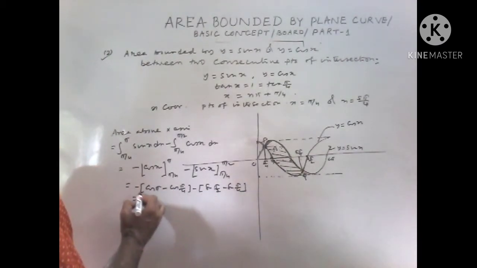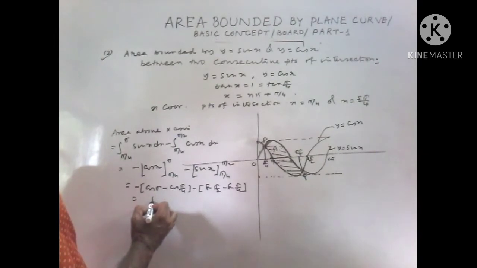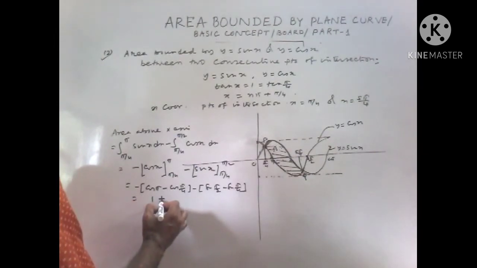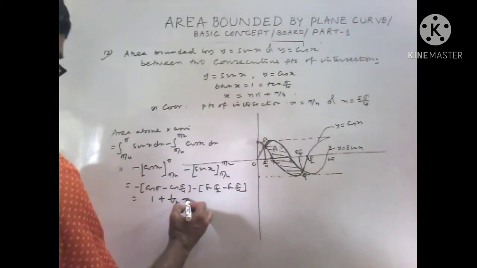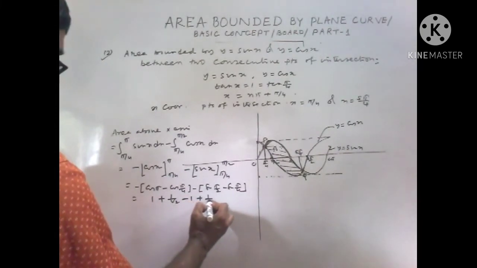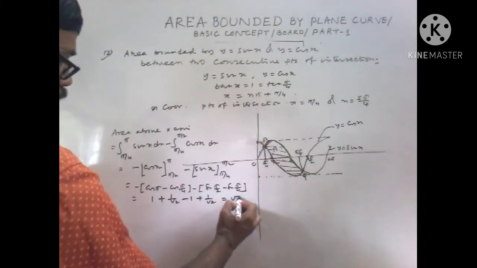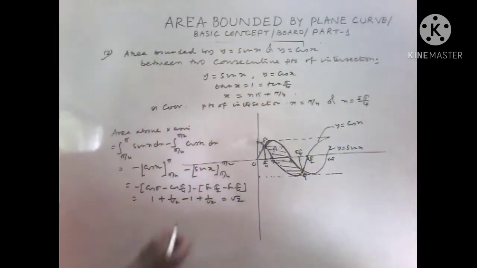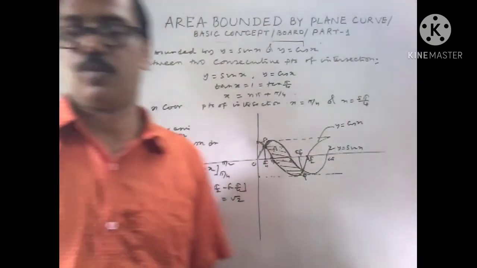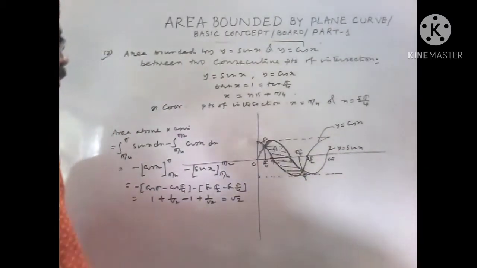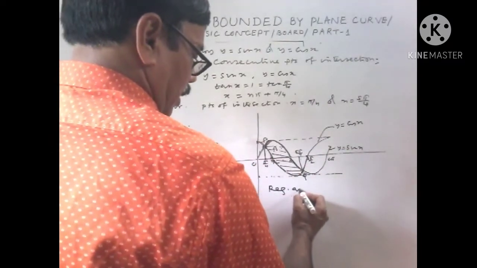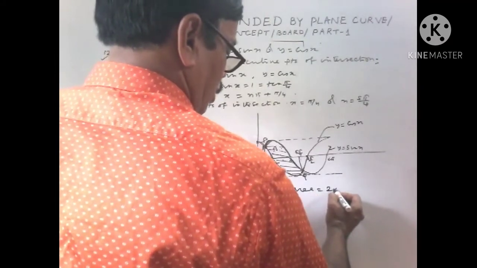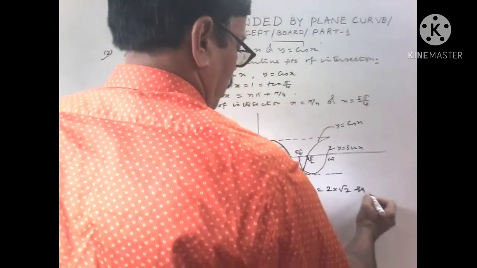So cos pi is minus 1, and minus 1. This is also plus 1 by root 2. This is minus 1, this is plus 1 by root 2. So root 2 units, 1 cancels. So root 2. So the required area equals twice into root 2 square units.